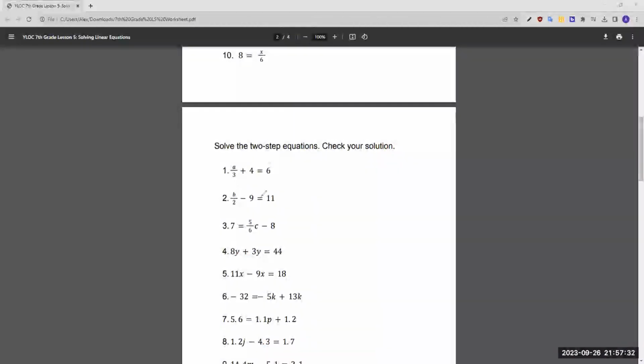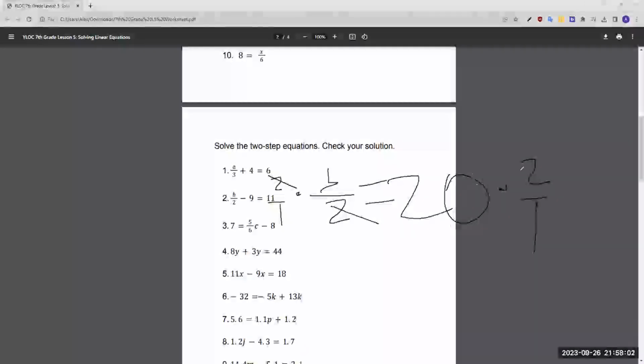And again, we'll be doing the evens. B over 2 minus 9 equals 11. Now, collecting like terms, we move this negative 9 over. So it'd be b over 2 equals 20. And I get 20 because we do 9 plus 11. Okay, now to get rid of this 2, we just multiply by 2 for both sides. And these cancel. 20 times 2 is 40.